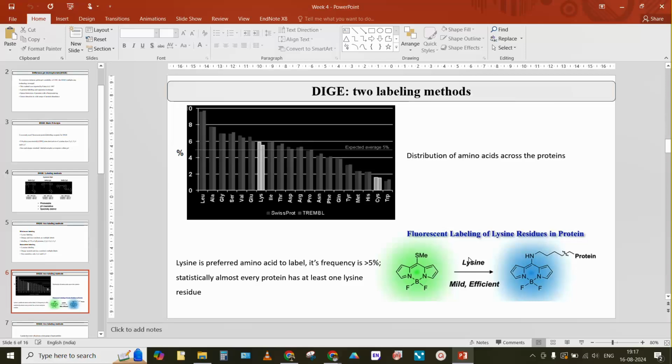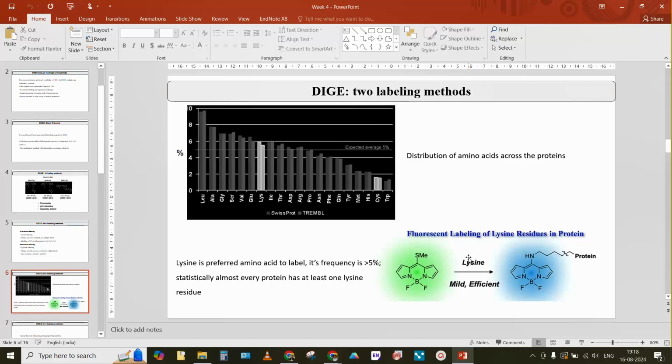So let's talk about the popularity of targeting lysine. Why label only the lysine amino acid? Lysine is the preferred amino acid, and as I've shown you in this graph, here is the distribution of amino acids across the proteins and their percentage distribution. So lysine is the preferred amino acid to label.